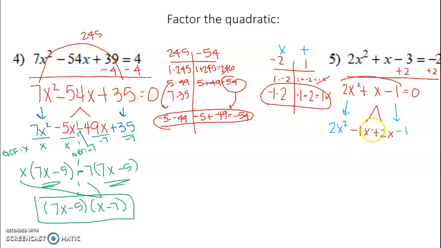So when I split this, here my GCF is x. So when I divide, I get 2x minus 1. Here my GCF is just 1. So when I divide, I get 2x minus 1. I'm left with 2x minus 1 and x plus 1.